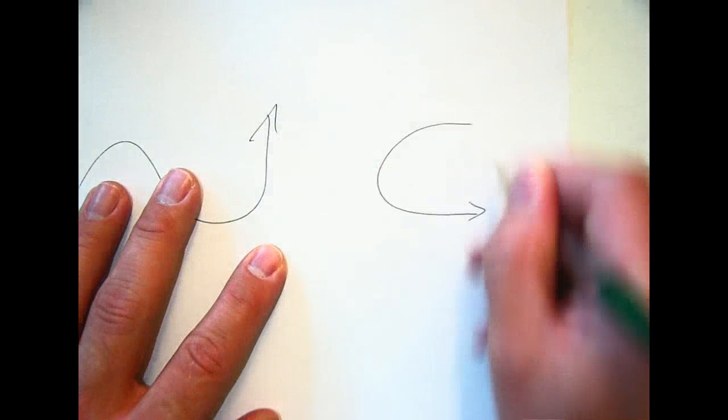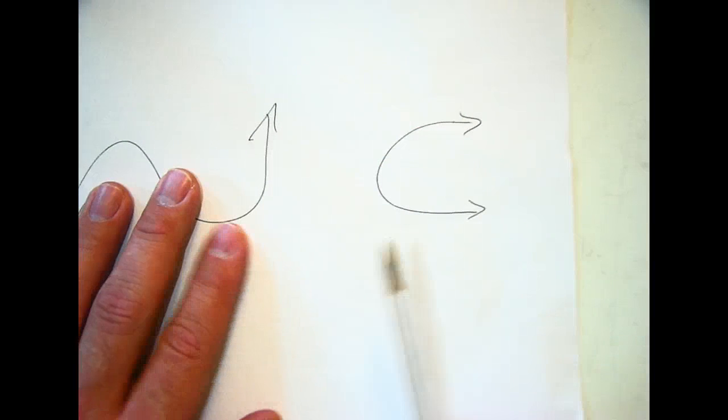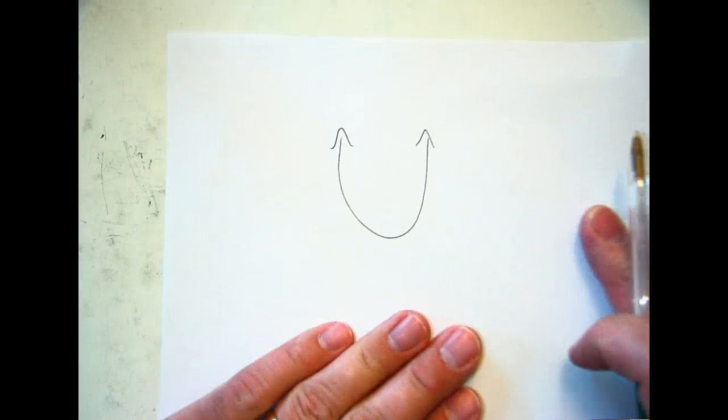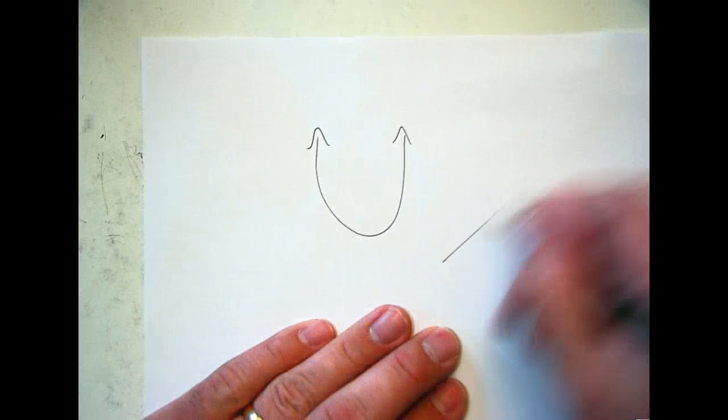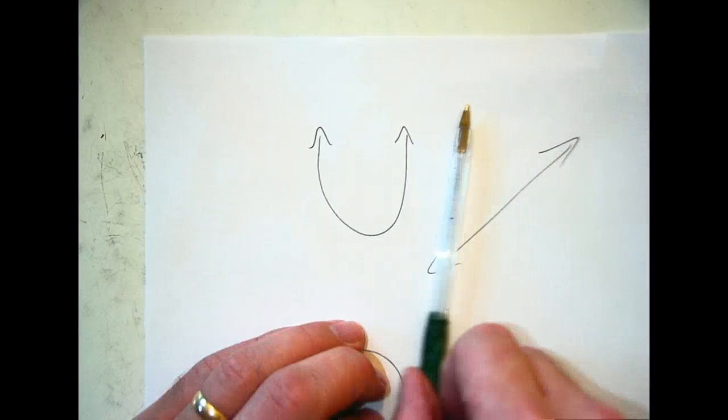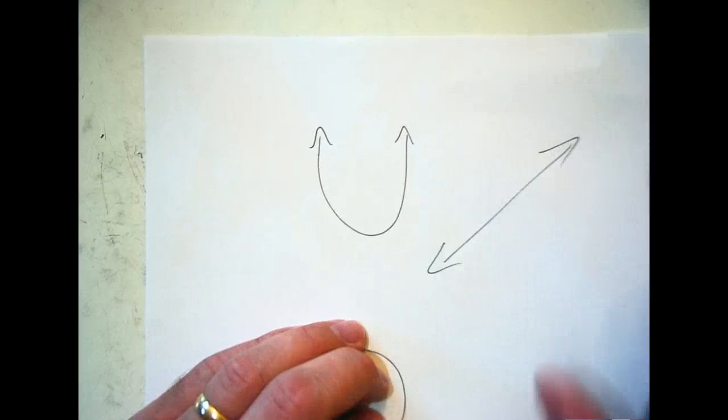Would this one be a function? No. Would that be a function? Yes. Would that be a function? Yes. Okay, it passes the vertical line test. So when we're dealing with functions, we need to understand what function notation is.